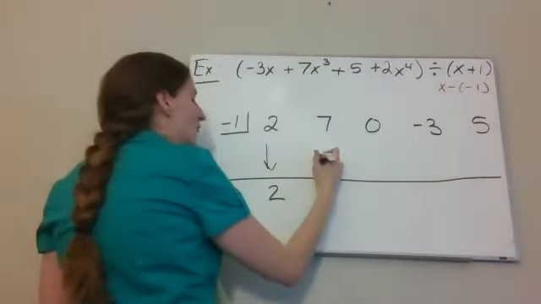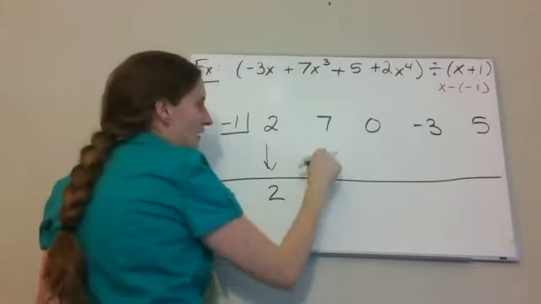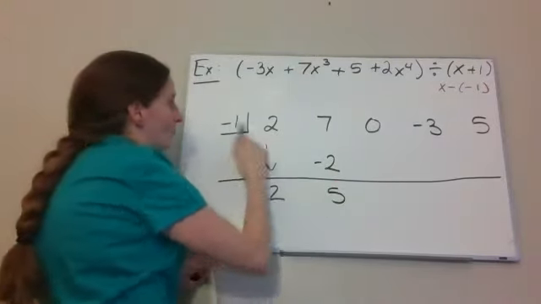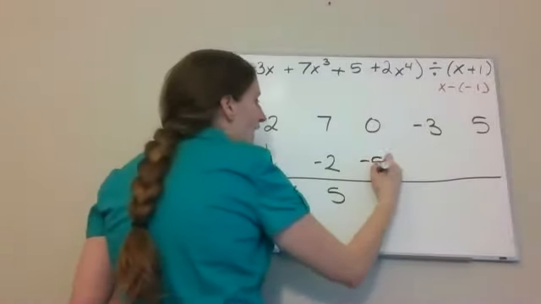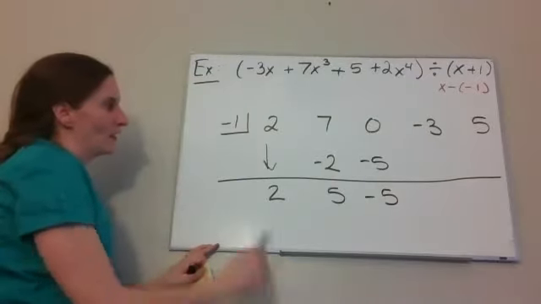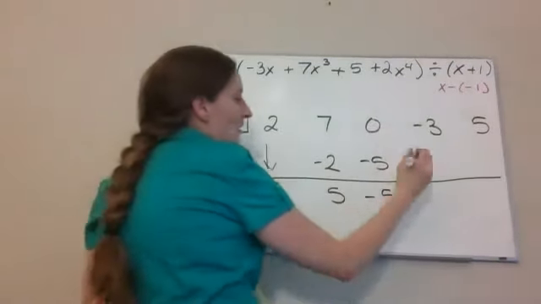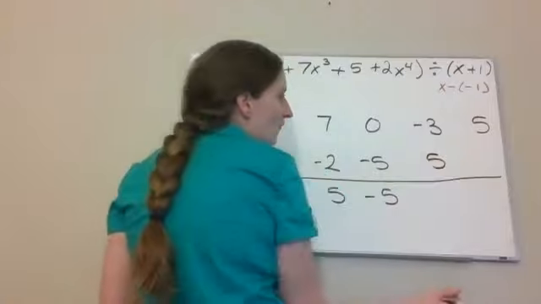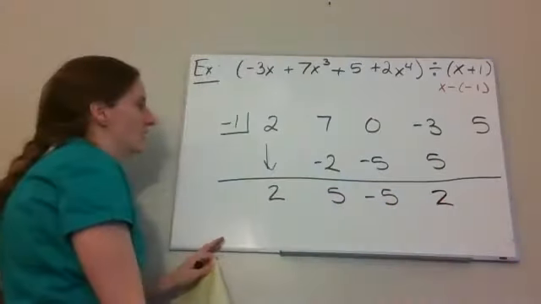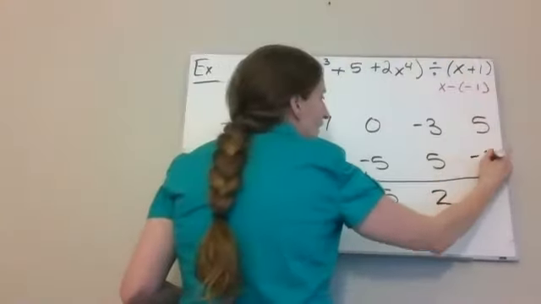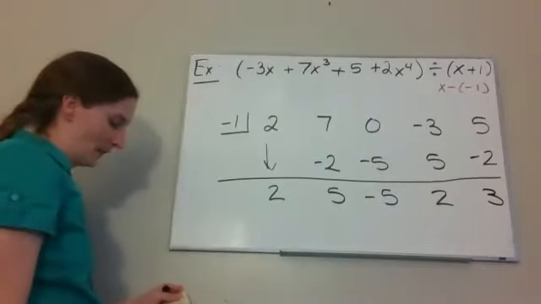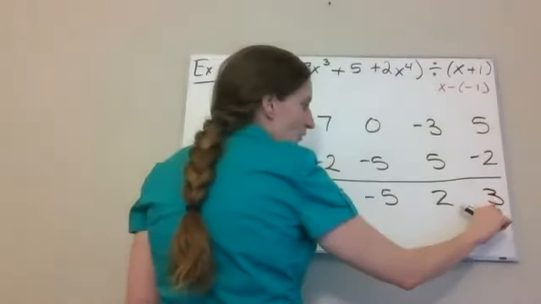2 times negative 1 is negative 2. 7 plus negative 2 is 5. 5 times negative 1 is negative 5. 0 plus negative 5 is negative 5. Negative 5 times negative 1 is positive 5. Add your column to get 2. 2 times negative 1 is negative 2. Add your column to get 3. And again, this is my remainder.